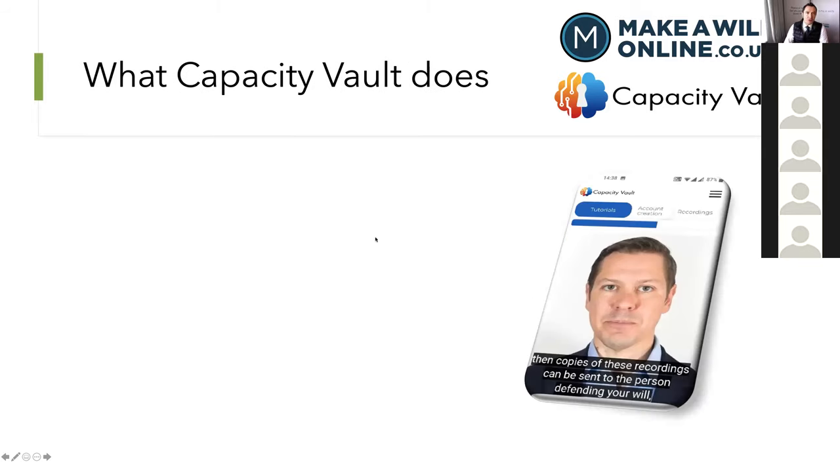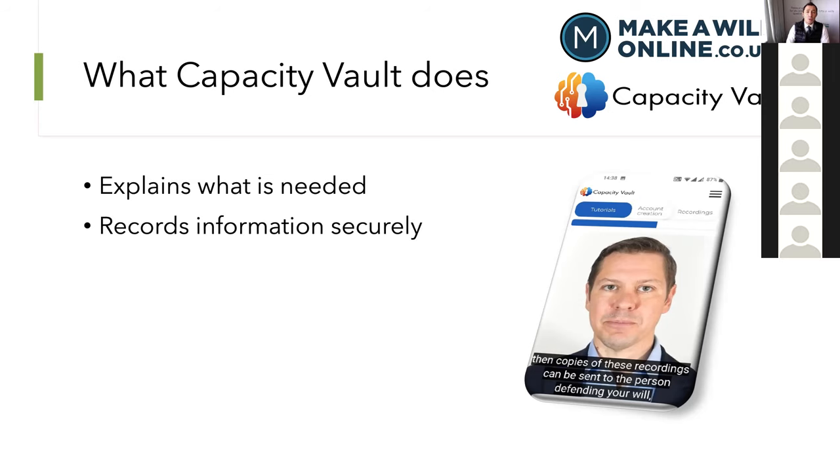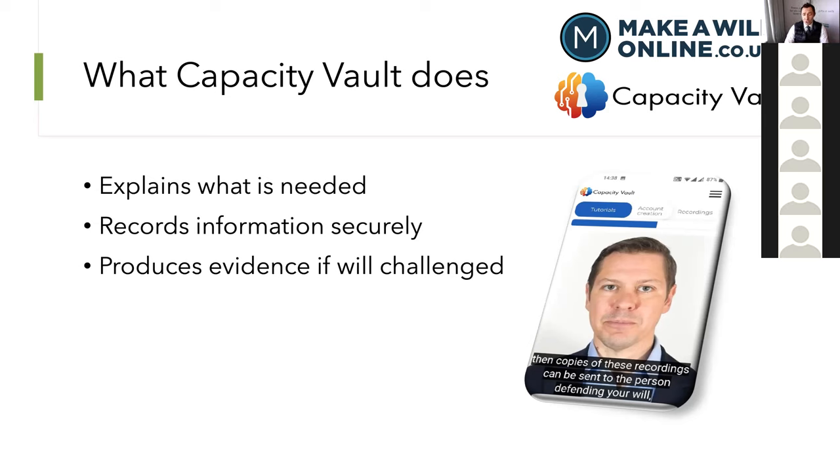So, Capacity Vault, what does it do? We use a supporter's mobile phone, laptop, desktop, anything with a front-facing camera. We take supporters through a short tutorial, just explaining to them what they need to do. We record their information, we store it off-site securely, and then we take them through a video interview in which we ask everything a court's going to need to determine whether or not a supporter had testamentary capacity at the point they made a will.